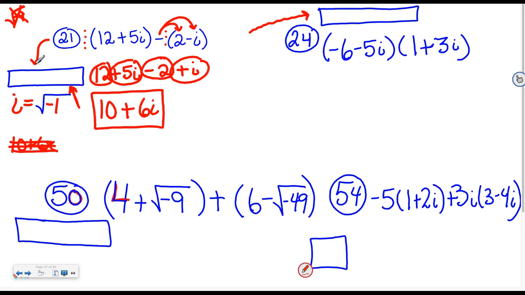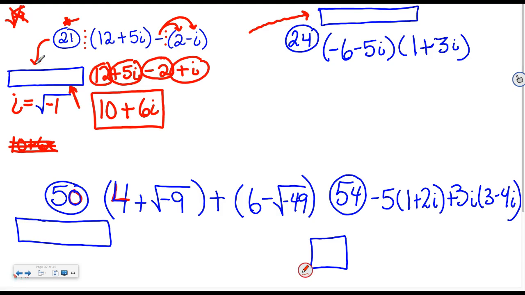So now that you have number 24 written down, what I'd like you to write in that box is FOIL. So when it's multiplication, you need to FOIL. When it's subtraction, we distributed it. But now in here, again, like I said, there's no operation in here, which means multiply. So you're going to start this by FOILing.